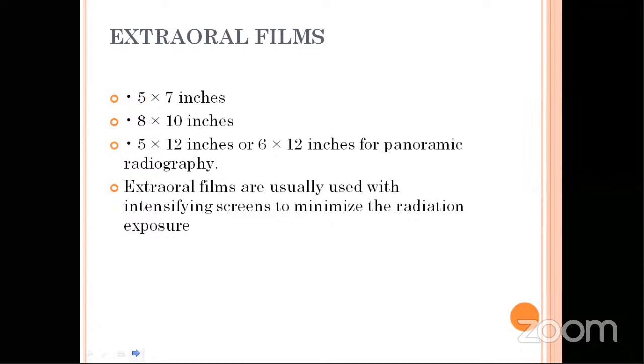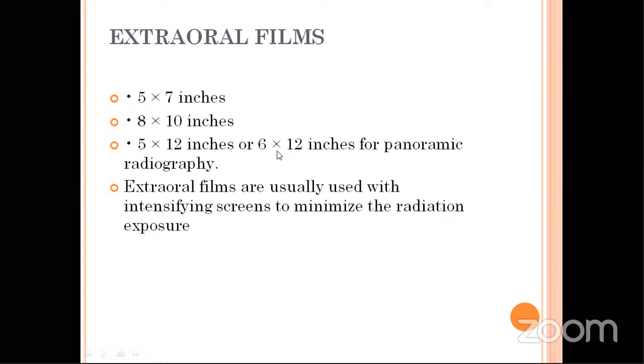So these are some of the important measurements of the extraoral films which we use. The 5 into 7 inch films are used to take the TMJ views, temporomandibular joint views, and lateral oblique. And 8 into 10 films are used to take the skull view. So TMJ and lateral oblique are views where you take only a part of the maxillofacial region, whereas the 8 into 10 inch film is used to take skull views.